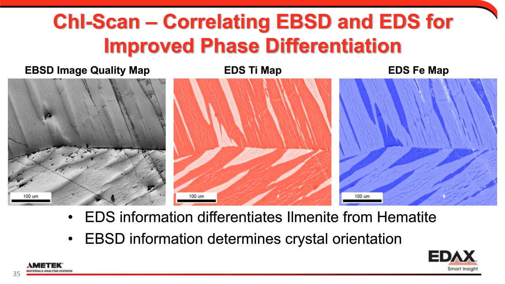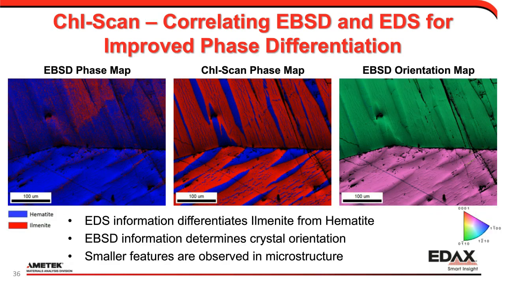So if we look at this here, this is our original phase map on the left. It's detecting it mostly as hematite, but when we use that chemical information to determine the phases there in the middle with the chemical phase map, we more accurately determine where the phases are located. But if we look at the orientations on the right, we can see that the two phases are epitaxial. They have the same orientation within these different areas, and then the orientation changes. It goes from one area to another. And that gives us some idea of how these minerals grew from solution. And if we look at this, we can see there are even smaller features observed in the microstructure.